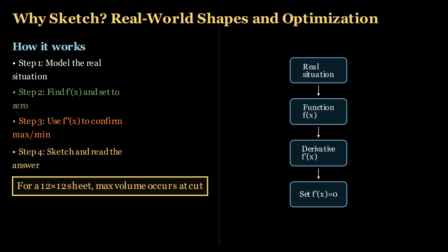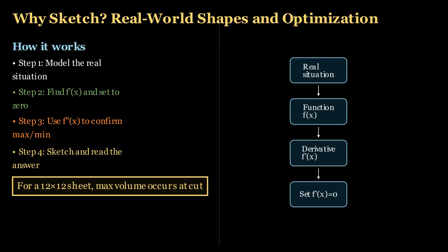Let us solve a concrete problem together. We have a flat square sheet of cardboard, 12 inches on each side. We want to make an open box by cutting out a square of side length x from each corner and folding up the flaps. What size x gives the biggest box? First, we write the volume. The base becomes a square of side 12 minus 2x, and the height is x. So volume V equals x times the quantity (12 minus 2x) squared.